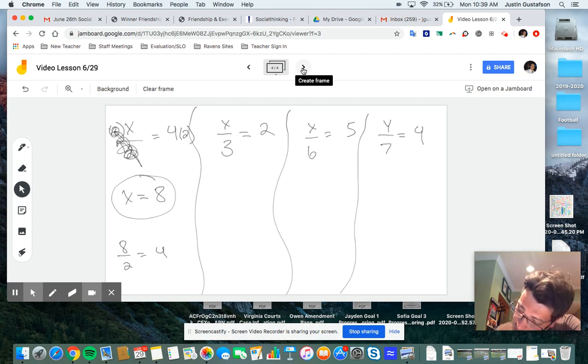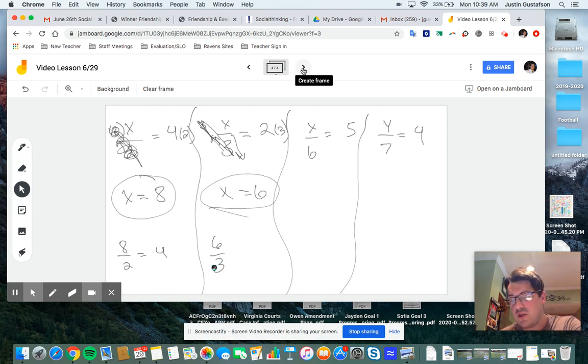Let's try this one. I'm going to put an arrow this way. Okay? I have a 3 here. Okay? Now, boom. Watch what happens. They cancel. My 3 goes over here too. My x comes down. X equals 2 times 3 is 6. Let's see if I'm right. 6 over 3. Well, what's 6 divided by 3? It's 2. We're right. Let's keep on going.